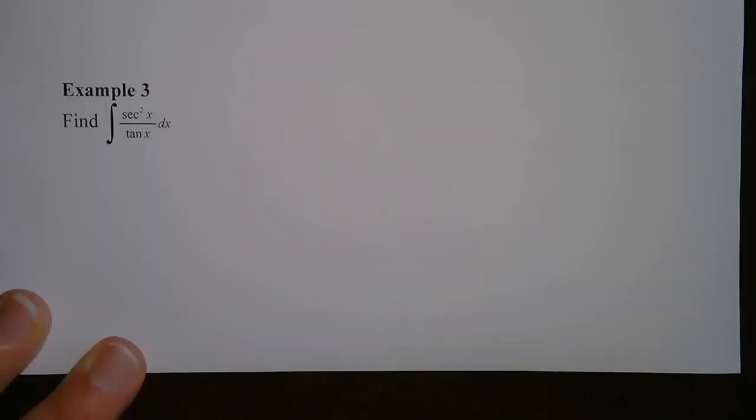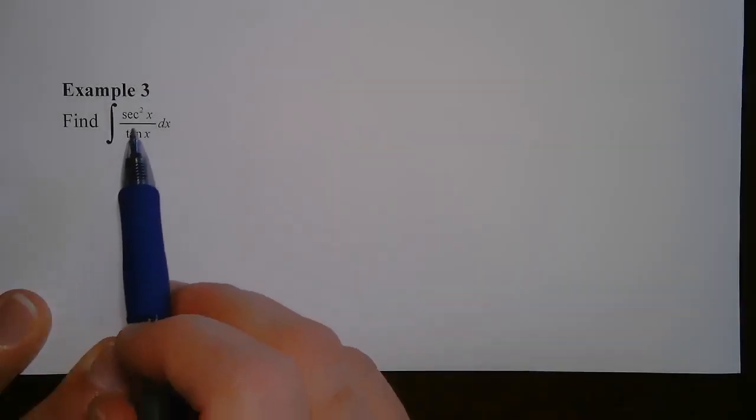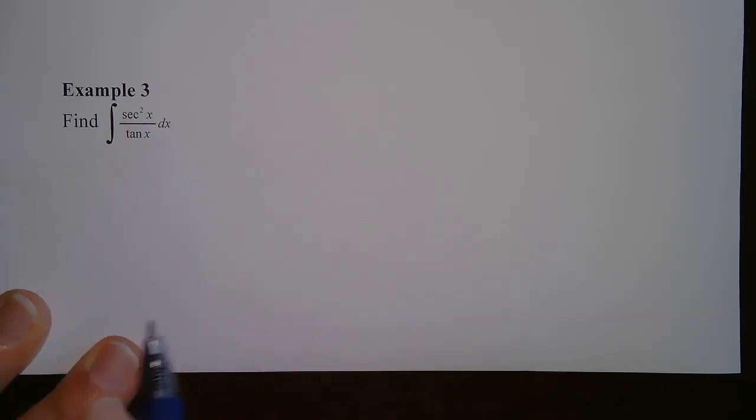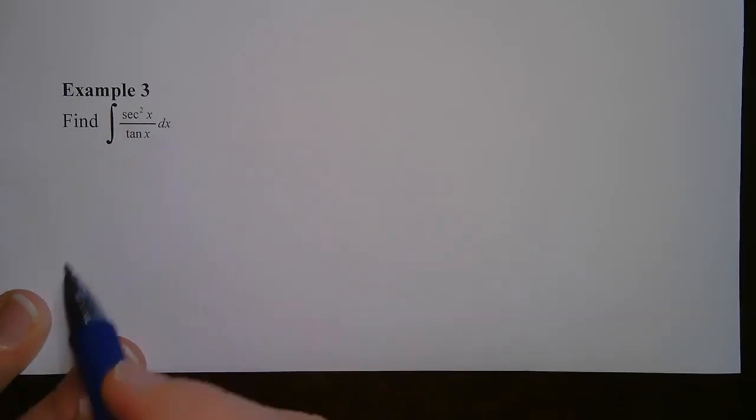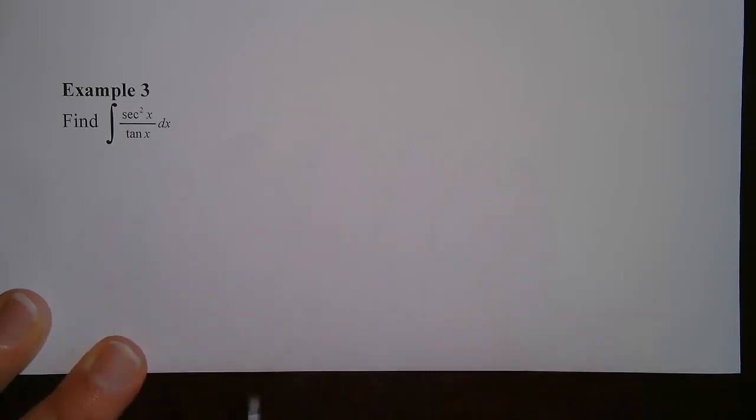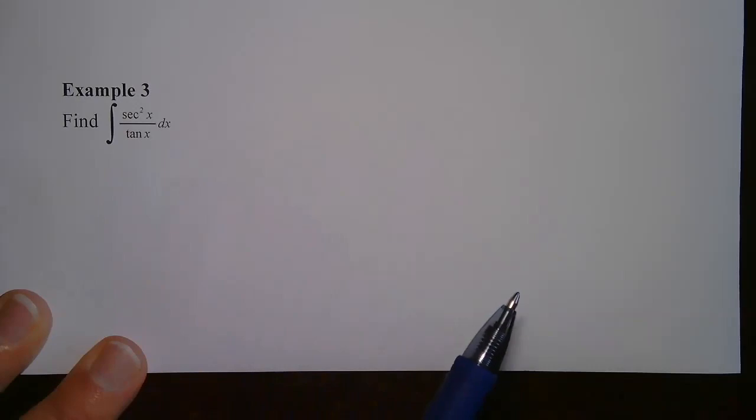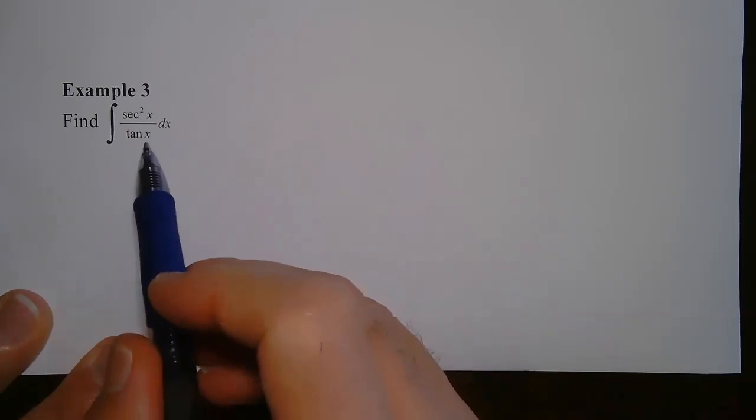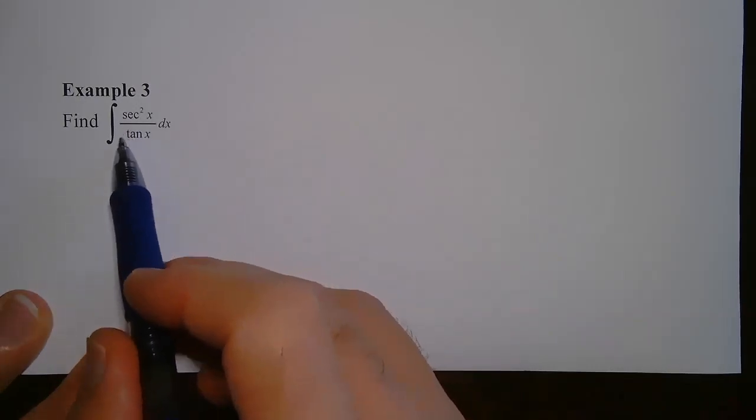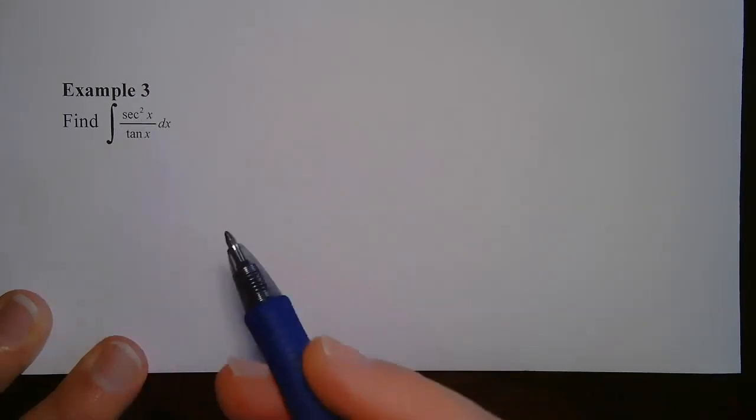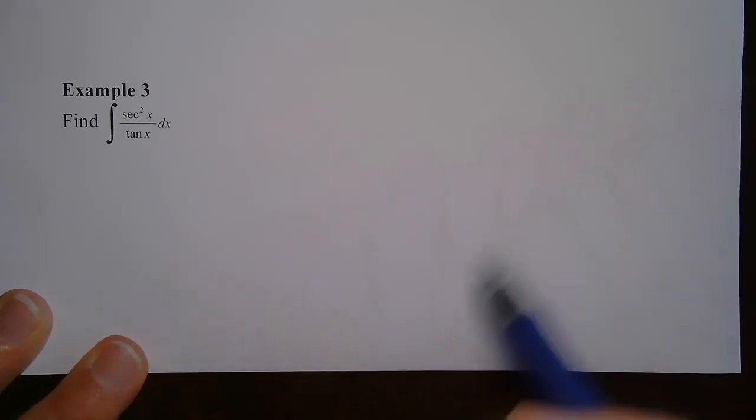For example number 3, we want to find the integral of secant squared x over tan x dx. You notice again that these are all quotients that I'm giving you, because that's when we're going to need to use this long division idea. We haven't even done the long division yet. But when you have a quotient, look and see: if you let the denominator be your u, is the numerator the derivative of the denominator?